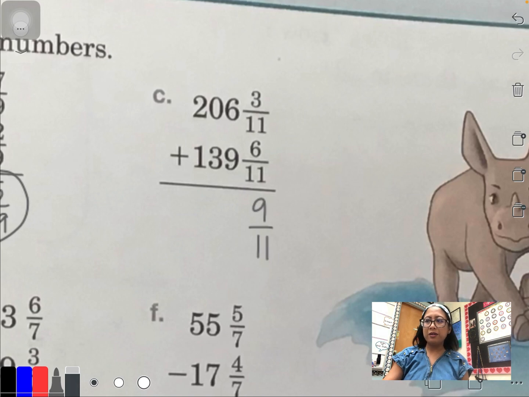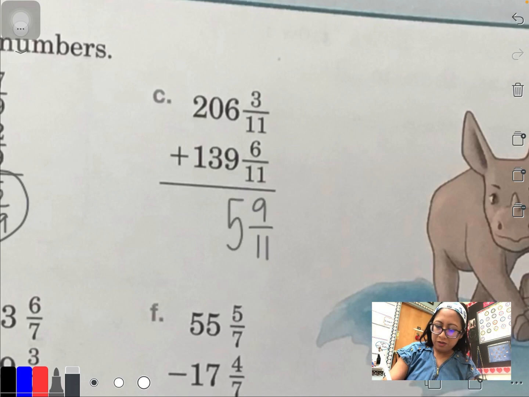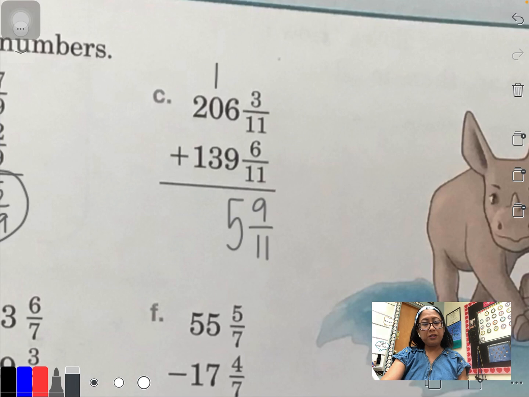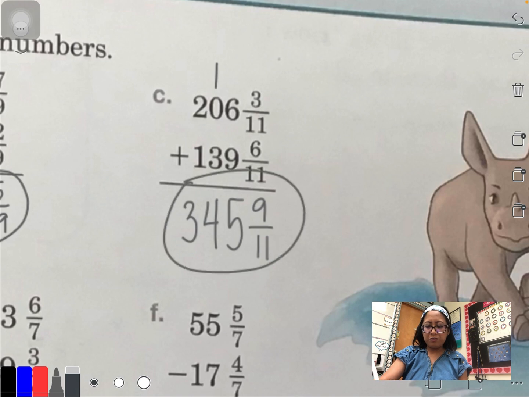Now I will add the whole numbers. 6 plus 9. Okay, so I'm going to hold up 9 and count from 6, right? 6, 7, 8, 9, 10, 11, 12, 13, 14, 15. So 5, carry the 1. 1 plus 0 is 1, plus 3 is 4, and then 2 plus 1 is 3. All right, so here's my new answer, 345 and 9/11.